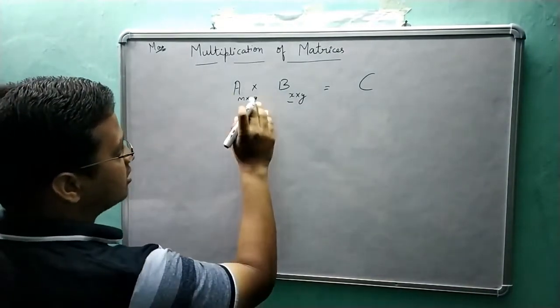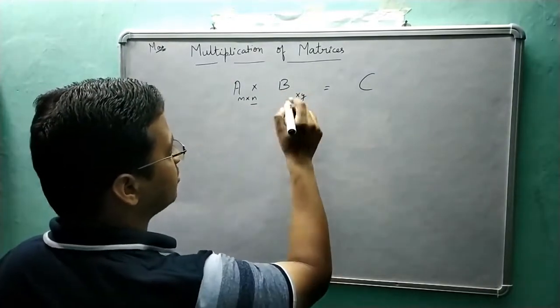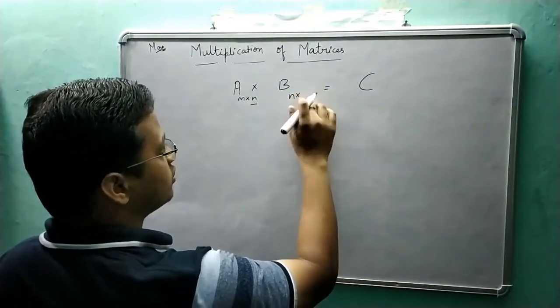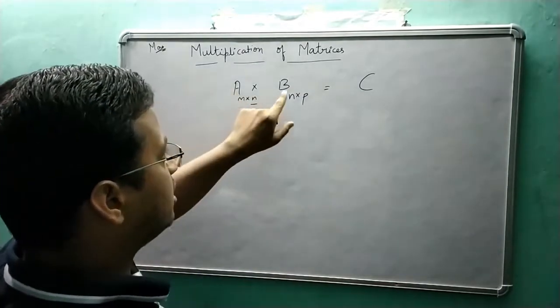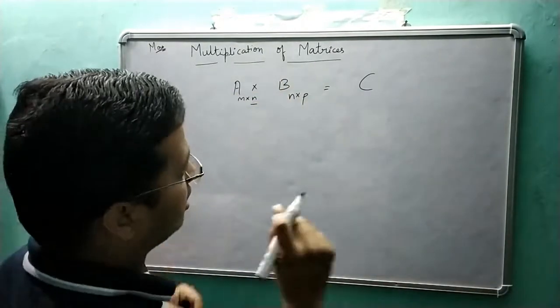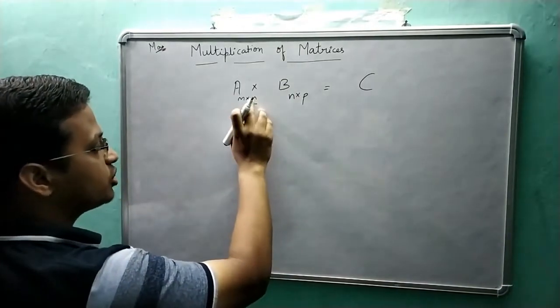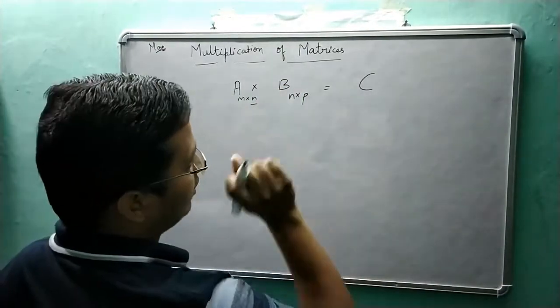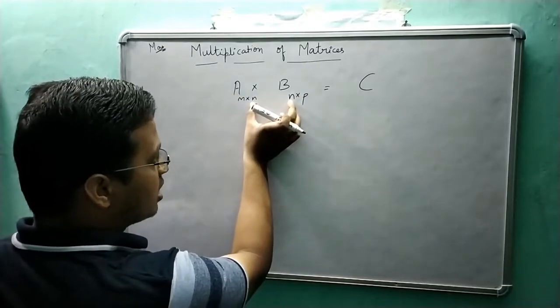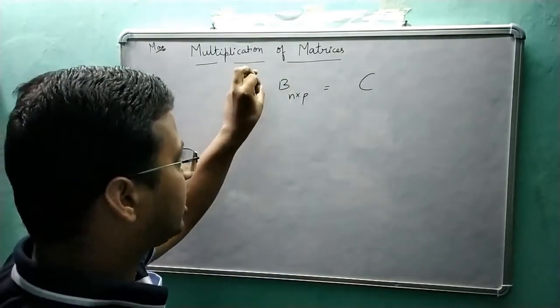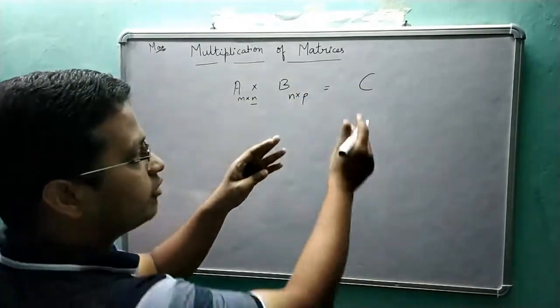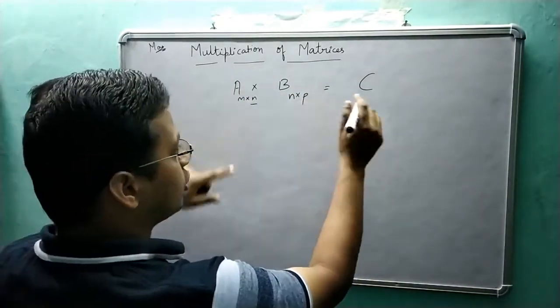So for two matrices to be multiplied, B should be something like n cross p. So the number of rows of A and the number of columns of B might be different, but the number of columns of A and the number of rows of B have to be same. If these two are same, then A and B can be multiplied, and on multiplying we will get a matrix C, which will be of the order m cross p.